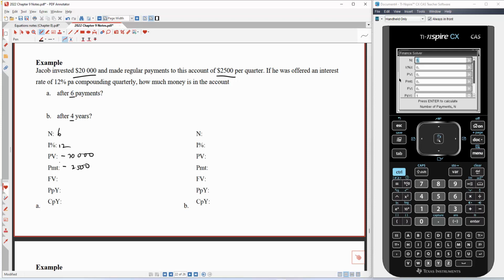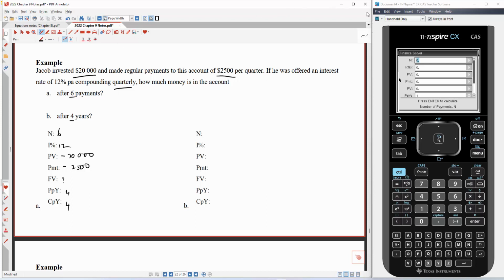That's the confusing thing, often the payment has been the reverse sign of the present value with Financial Solver. We want to know the future value, so that's the unknown. And PPY, it's compounding quarterly, so that's going to be 4 times a year and 4 times a year.